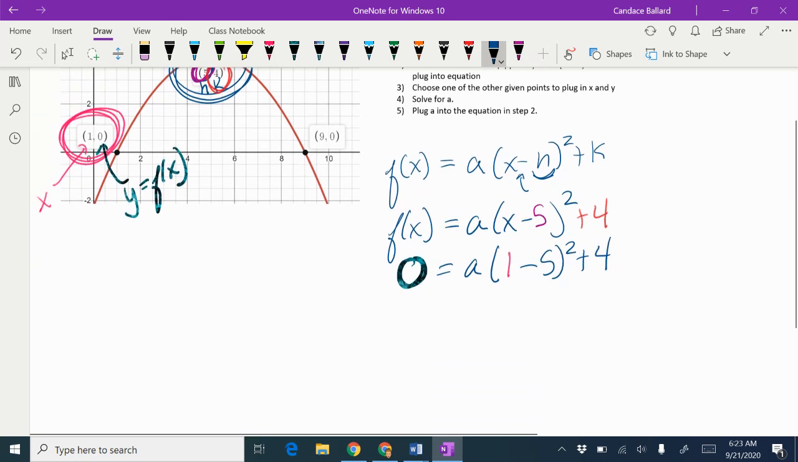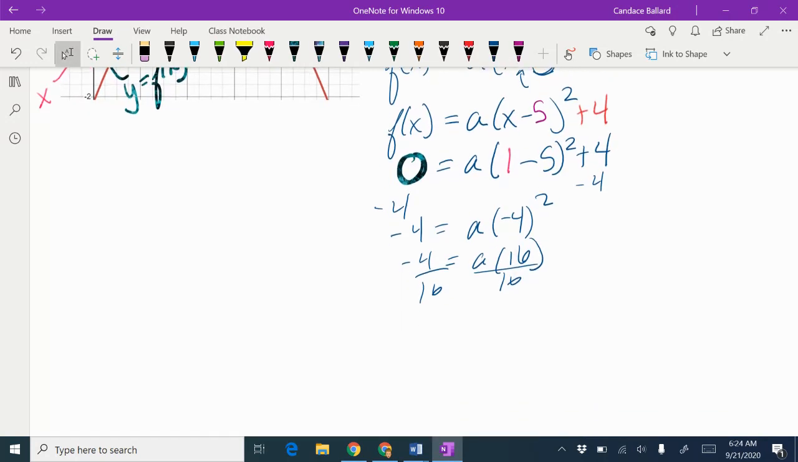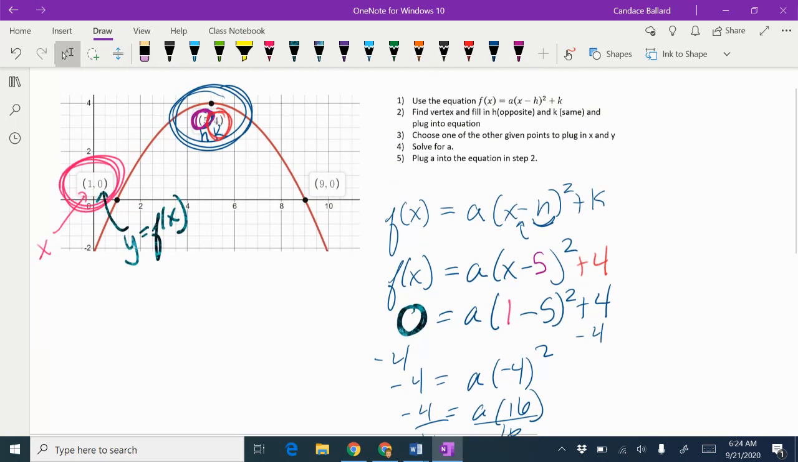Now I'm going to use that to solve for a because I'm down to 1 variable. So I'm going to start by subtracting 4 from both sides. So I've got negative 4 equals a times 1 minus 5, which is negative 4 squared. Negative 4 squared is 16. Then I'm going to take this 16 and divide it on both sides. So we've got negative, I'm going to reduce that fraction, so I've got negative 1/4 equals a. Now that I have that, I've solved for a.